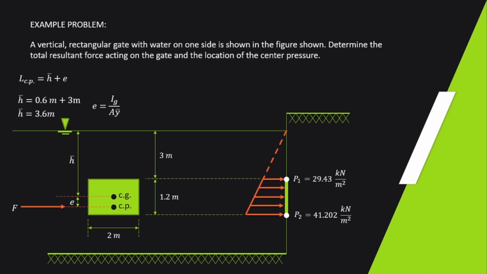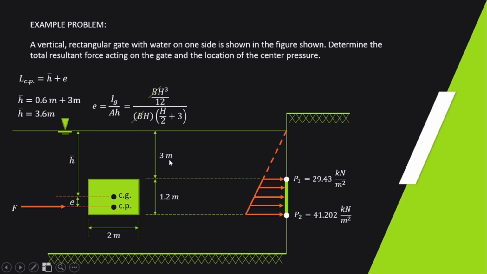And for E, we can use the formula IG over A Y bar. And our Y bar is equal to H bar when our plate is in a vertical position. And our IG for a rectangle is BH cubed all over 12. So you should remember the centroidal moment of inertia formulas of the shapes. And our area is BH. And our H bar is half of the plate, H over 2, plus the location of the top surface of the plate down to the surface of the liquid, that is 3 meters.